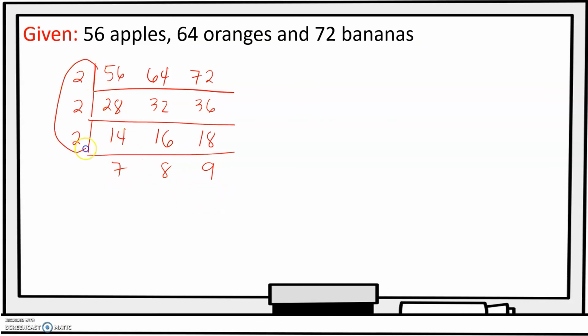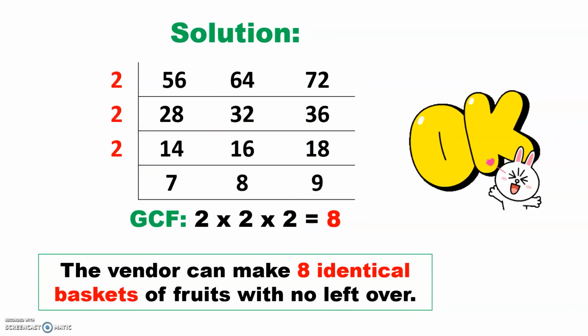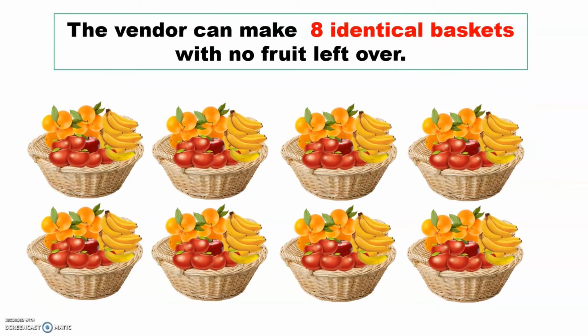And we will multiply these numbers. That will give us 2 times 2 times 2, which is equal to 8. Therefore, the GCF of 56, 64, and 72 is 8. That means the vendor can make 8 identical baskets of fruits with no leftover. And this is how it looks like.